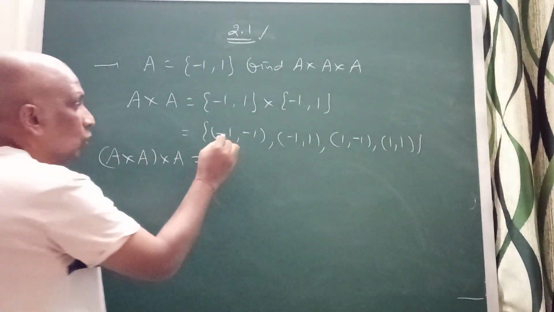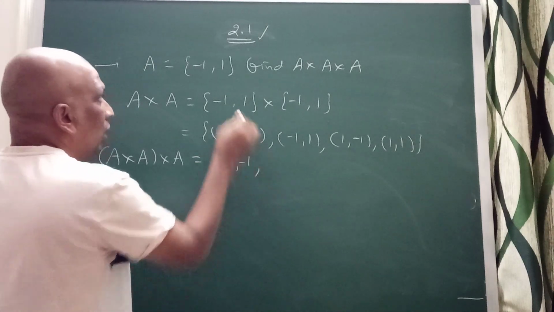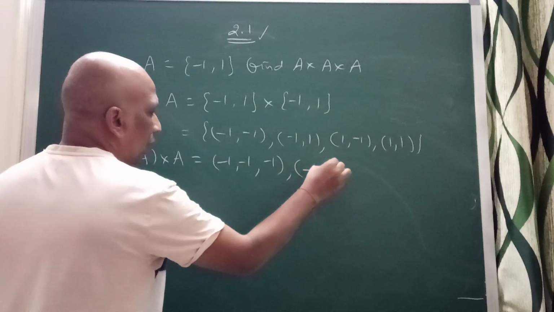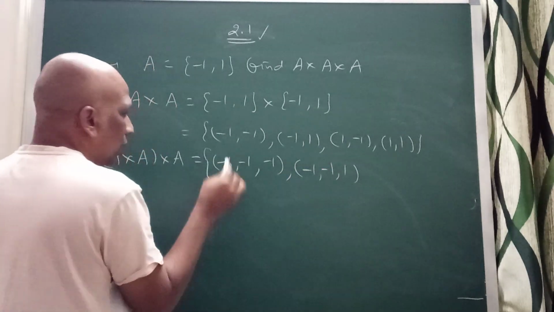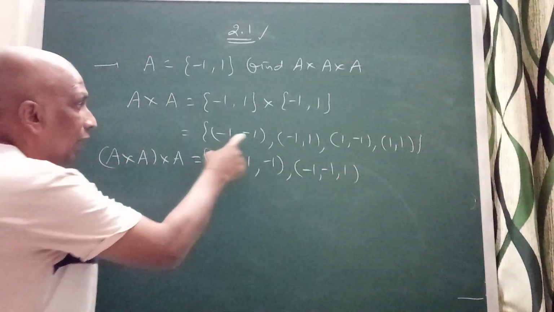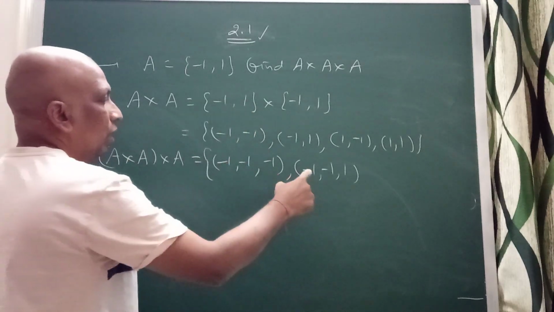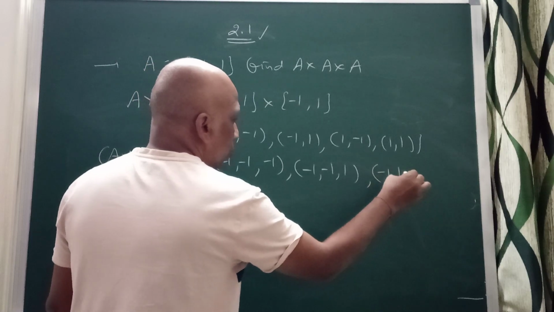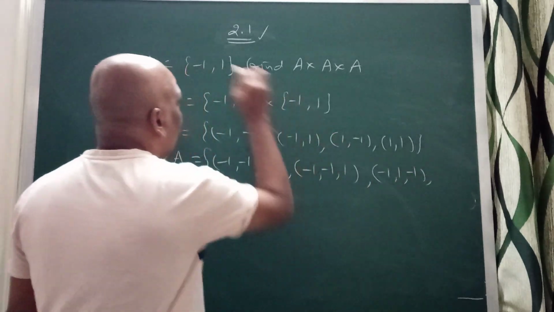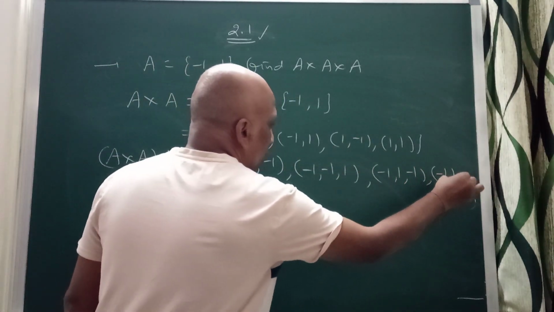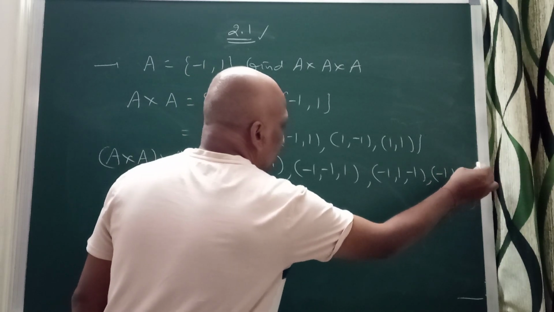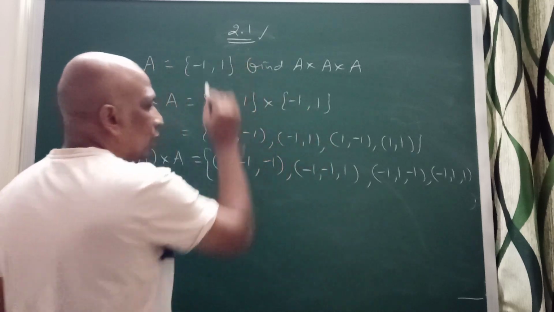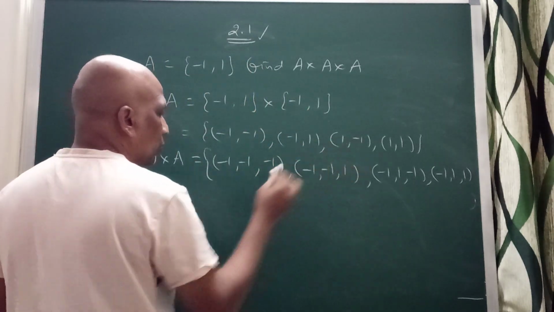Along with A, you will get minus 1, minus 1. So the first element is minus 1. I can write minus 1 with 1, right? I am using a triplet. So minus 1 with minus 1, minus 1 with 1. Next, minus 1 with minus 1, minus 1 with 1, right? You will get like this: minus 1 with minus 1, minus 1 with 1.